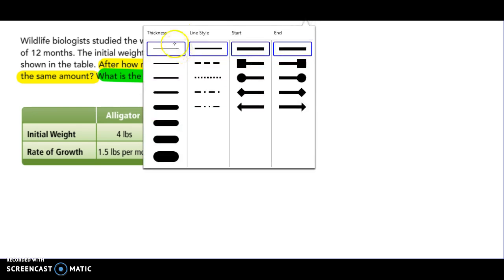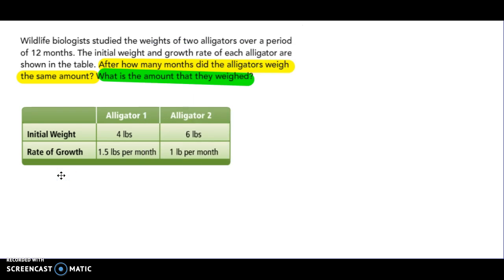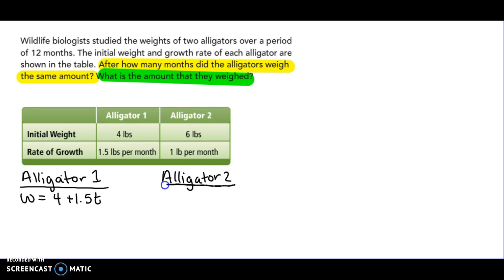Well, if you remember us doing this exact same problem in the 6.1 lesson, we found our equations would be W equals, well, let's write what the alligator was. So alligator 1 had an equation that was W equals 4 plus 1.5t. And then the equation for alligator 2 was W equals 6 plus 1t.